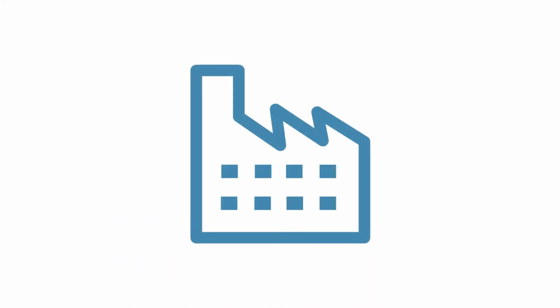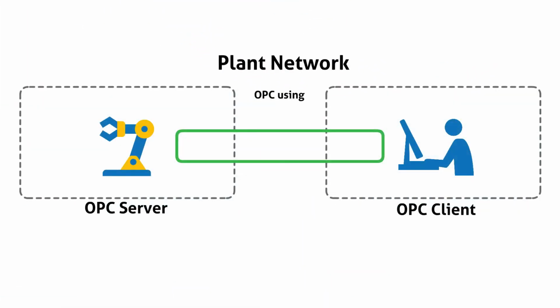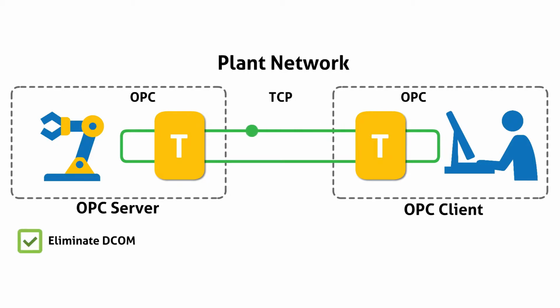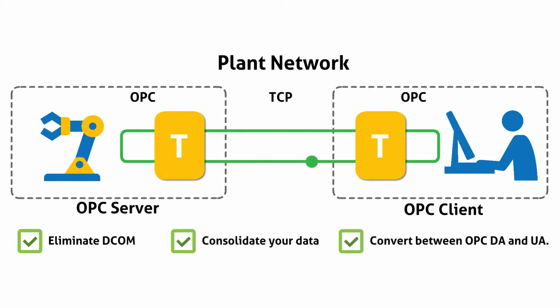Let's take a look inside our factory. You may be familiar with the typical OPC client and server connections shown here. If you are, then you know just how hard it is to get this working and keep it working. That's why people look for an OPC tunneling solution. A good OPC tunneler can eliminate DCOM problems, consolidate your data, and convert between OPC DA and UA. And as we'll see, the best ones are also invisible.